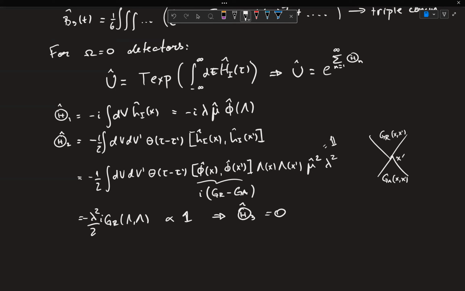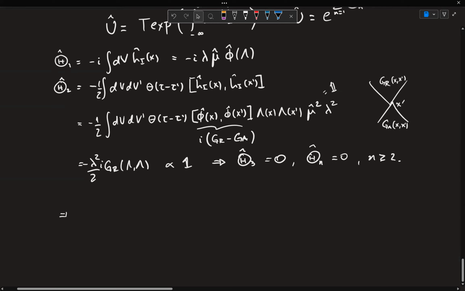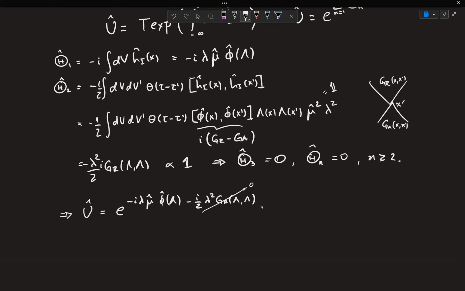Cool. So in this case, basically, the U that you're going to find, the unitary time evolution operator, is simply e to the minus i lambda mu phi of lambda, and then we get another term here, which is just a global phase. And this term doesn't matter. It's a global phase and a unitary. It doesn't affect the dynamics at all. Okay, so this term here doesn't really matter.